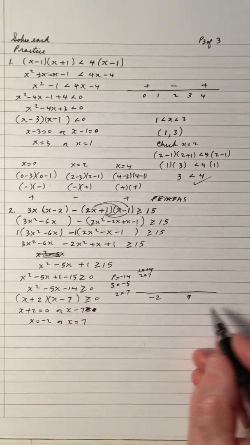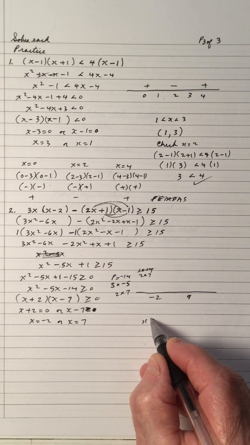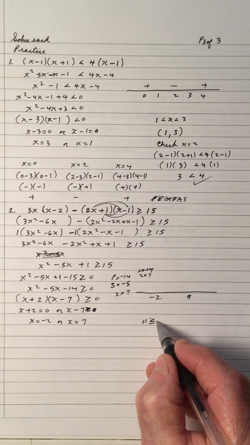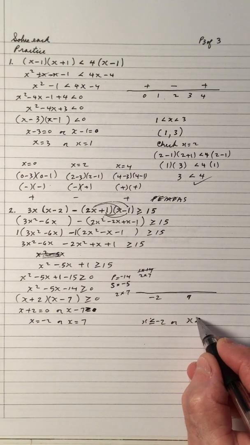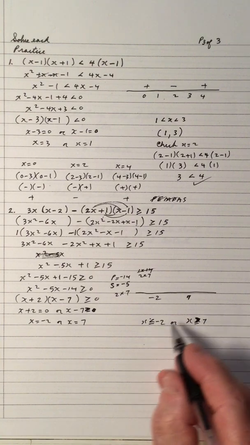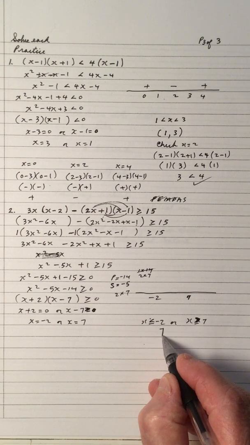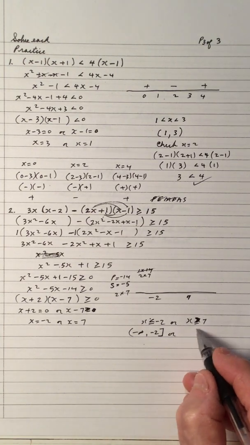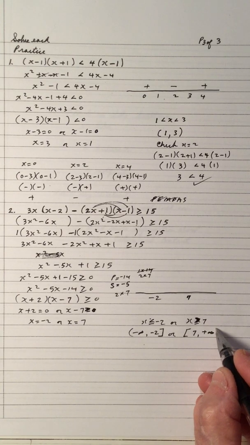So greater than is on the outside, so x is going this way: x is less than or equal to negative 2, or x is greater than or equal to 7. Gotta be careful. In interval notation, it's a square bracket at negative 2 going to negative infinity, open, or a square bracket because of the equal sign at 7 going to positive infinity, open.